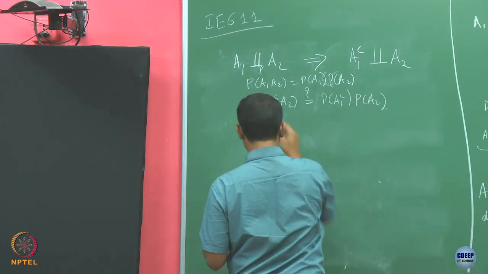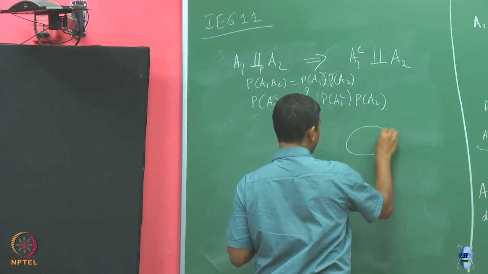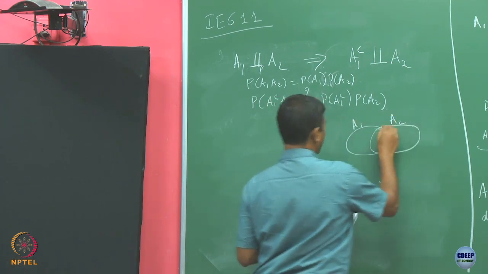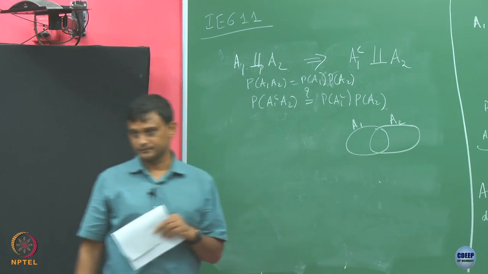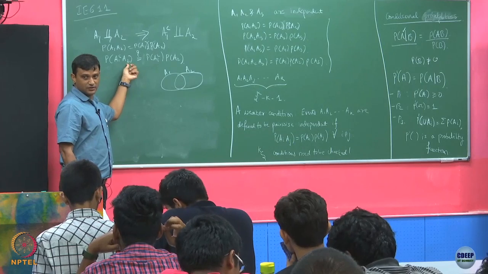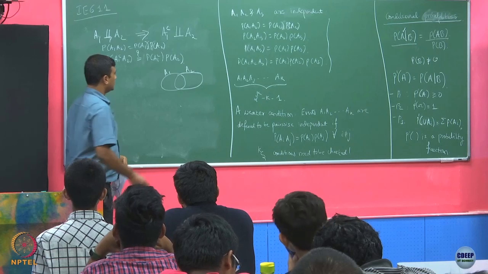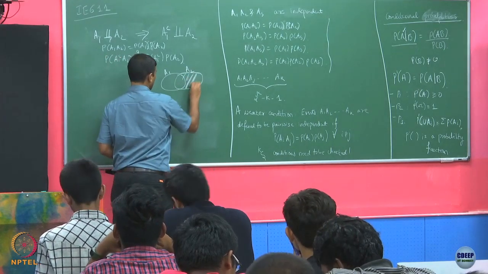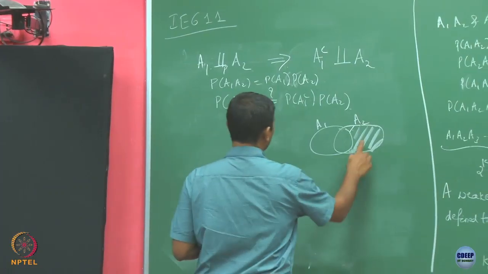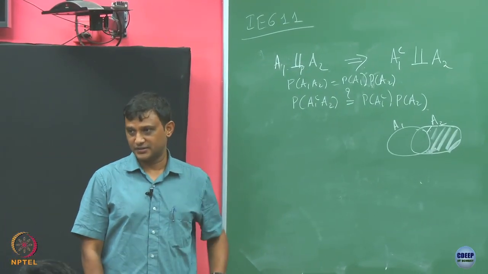Okay, let's try to see why this is true. Let's say I have this event A1 here and event A2 here. Let's say they have some overlap. That's fine. So now what is this event A1 complement intersection A2? What is the region that it includes? So it includes this region, right? How can I write this region as a union of two disjoint regions?